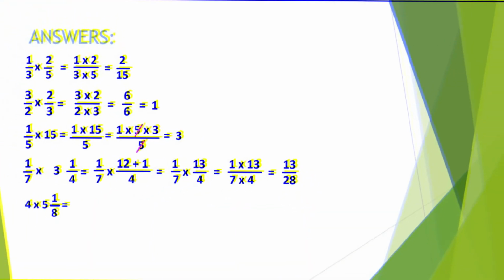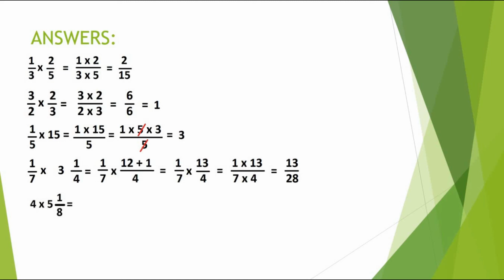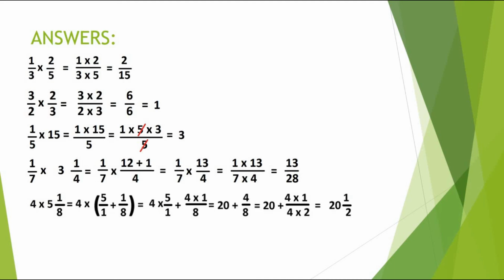Okay? Now, so we proceed with the next item, which is 4 times 5 and 1/8. Okay? So, papaano natin isosolve? Papaghiwalayin natin yung 5 and 1/8. So, it will become 4 times, open parenthesis, 5 over 1. Invisible denominator ng 5 is 1. And then, plus 1/8. And then, we will multiply both by 4.